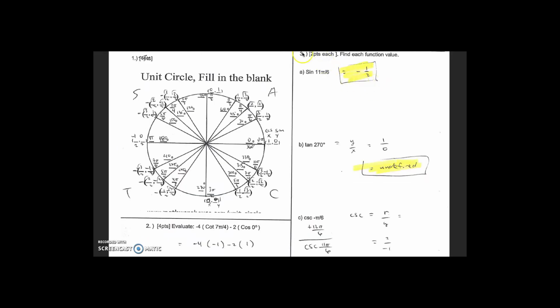Questions 3A, B, and C were just meant to see if you can either draw the triangles or just use your unit circle. So sine at 11 pi over 6. 11 pi over 6 is in quadrant 4. Sine is the second ordered pair, which is -1/2. Tangent of 270, that's a quadrantal angle, so 0, 90, 180, 270, and tangent is y over x, so that would be 1 over 0. Your answer is undefined.